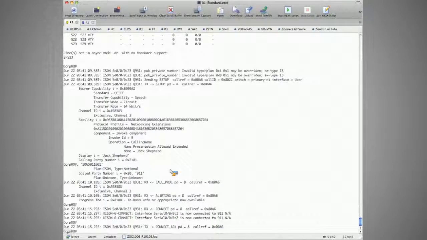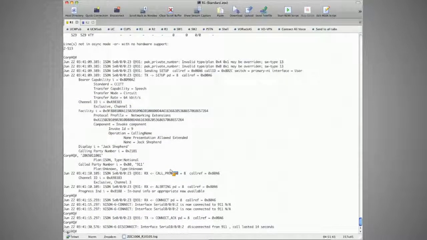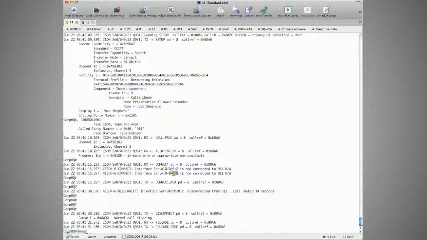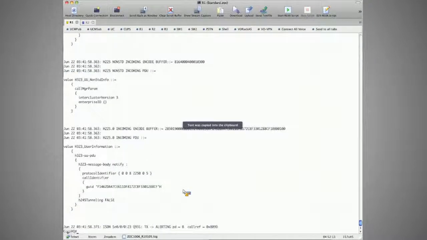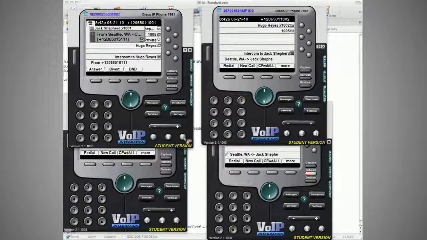Actually, let's also debug just so we can be sure. And again, we'll get into these debugs much more tomorrow. Debug H225 ASN1 so that we can see if it's actually H323 that's communicating. And let's call in from the PSTN, 206.501.1001. Okay, this is all H323 information. See that the headquarter phone 1 is ringing.